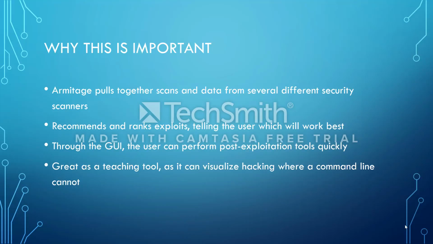Metasploit itself is very powerful on its own through the command line, so what is the point of having a GUI? What Armitage actually does is pull together scans and data from different security scanners, not just limited to one instance in the command line. It also recommends and ranks exploits, just like its website quote says, and tells the user which exploit works the best. So you can actually rank the exploits in Armitage itself from poor to greatest.